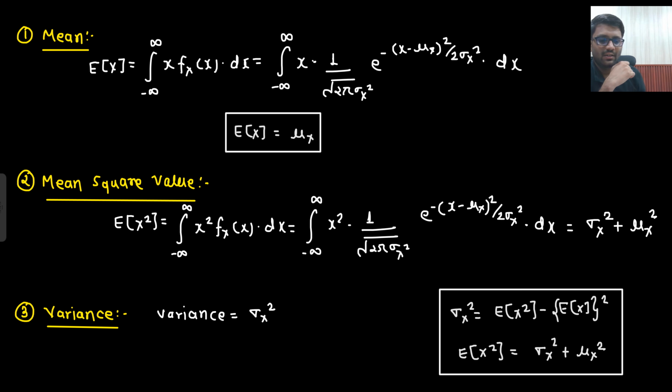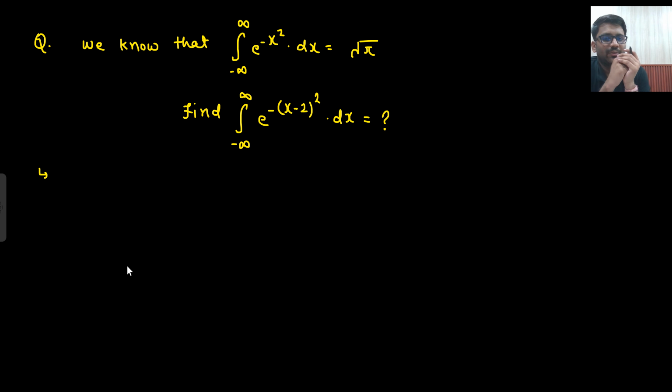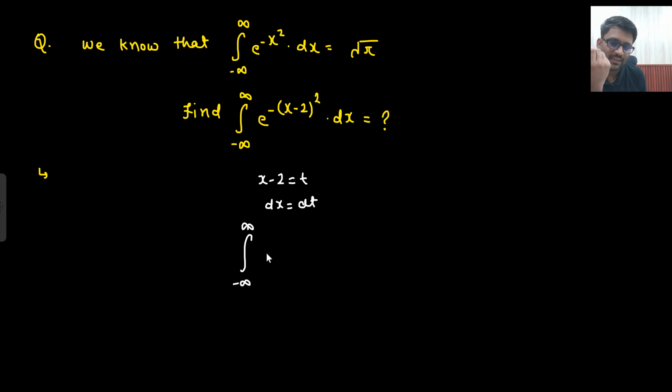All good, all fine. So now we will solve some questions. This you already know. I am just asking, you need to find this particular thing. This I have already told you. X minus 2 you will put equal to t. So dx would be equal to dt. So integration limit will go from minus infinity to infinity. e to the power minus t square dot dt, that will come out to be under root pi only. So basically just for shifting the graph, your area will not change. You just have shifted the graph, area will not change, right?